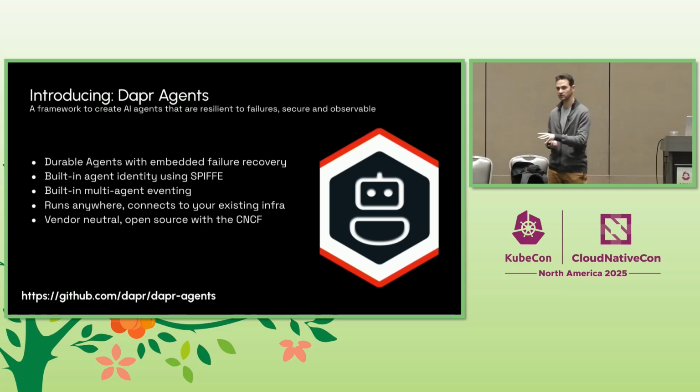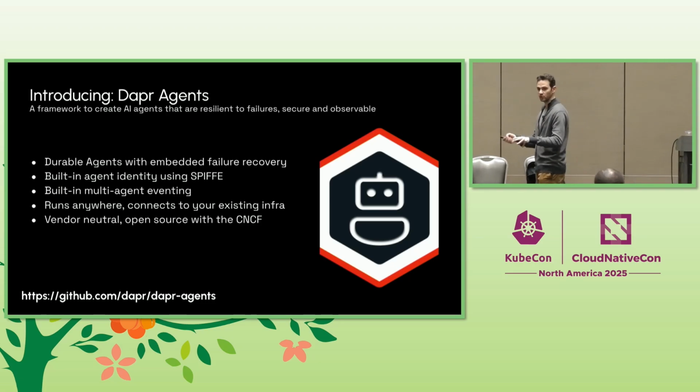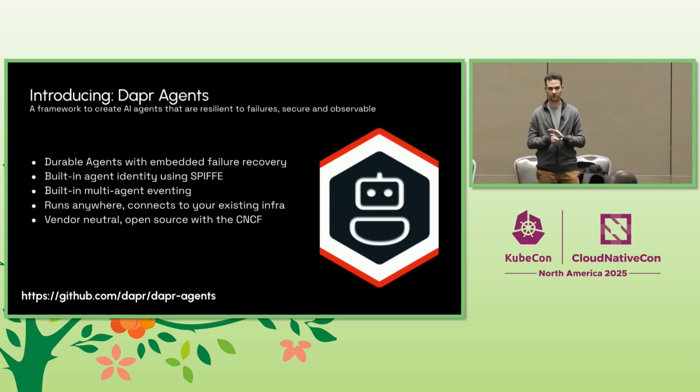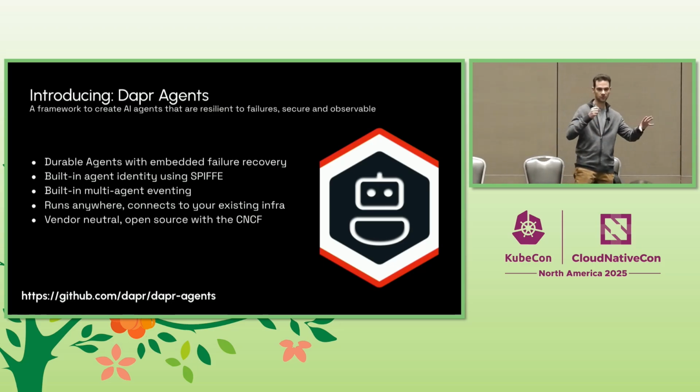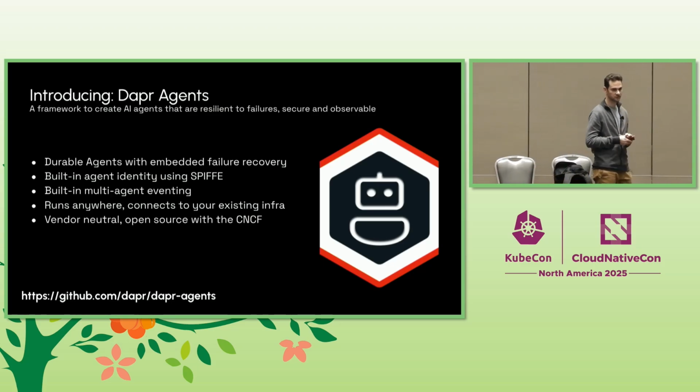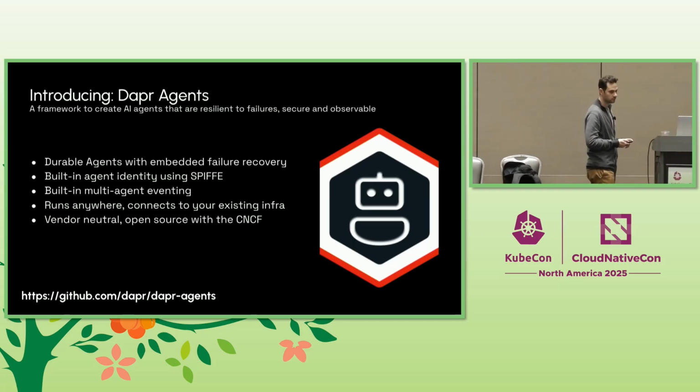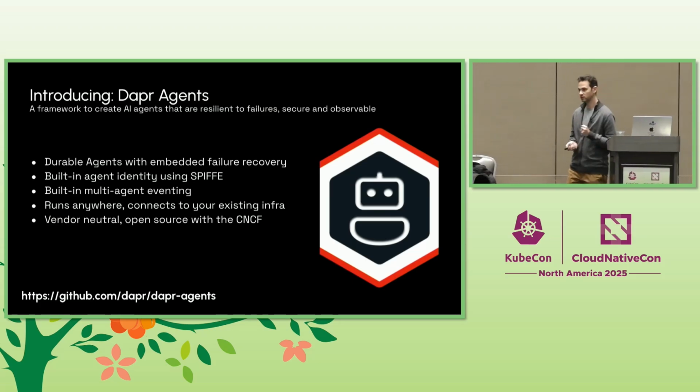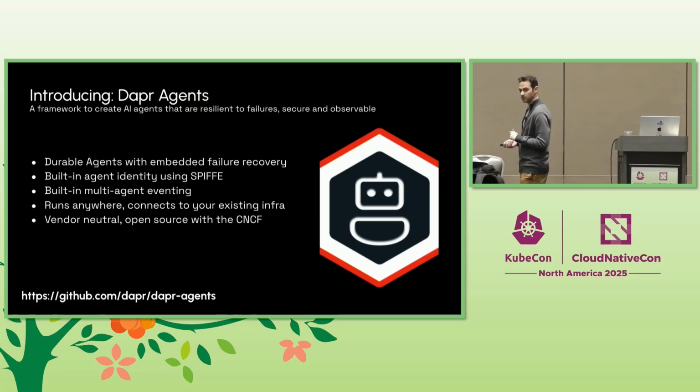The only thing you need to do is write those agents, deploy them, connect them to the message broker, and not need to care about how a message is going to get from one agent to the other. Dapr is going to take care of all of that for you. And lastly, it is the only vendor-neutral agentic framework today.